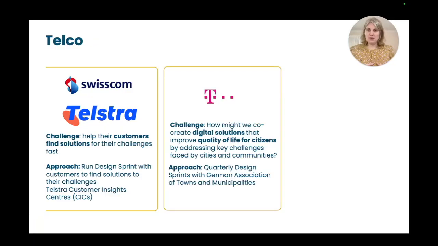Dutch Telecom had a challenge that they approached with design sprints. They wanted to answer the question of how might we co-create digital solutions that improve quality of life for citizens by addressing key challenges in cities and communities. And by doing quarterly design sprints with German associations in towns and municipalities, they were able to come up with these ideas of digital solutions.